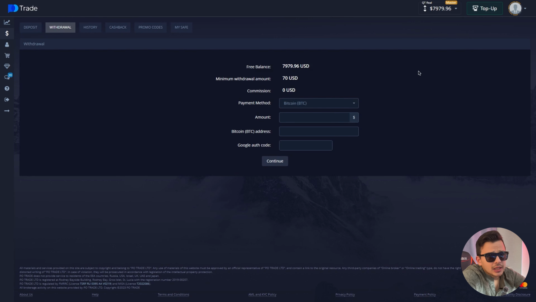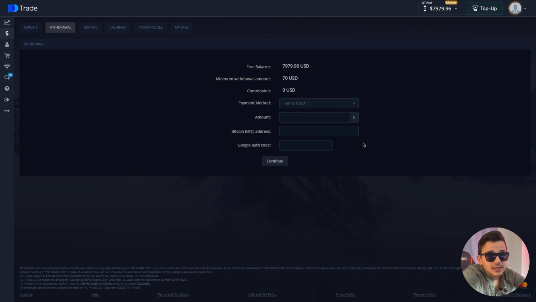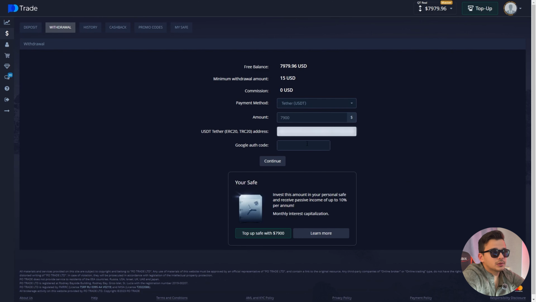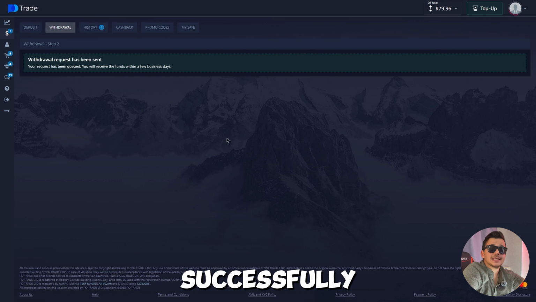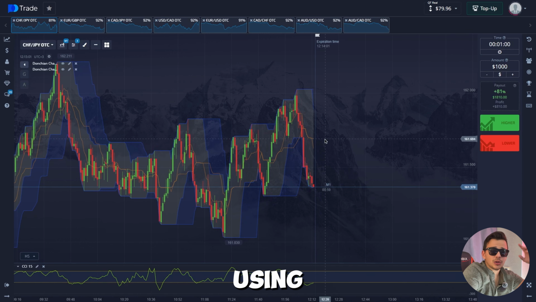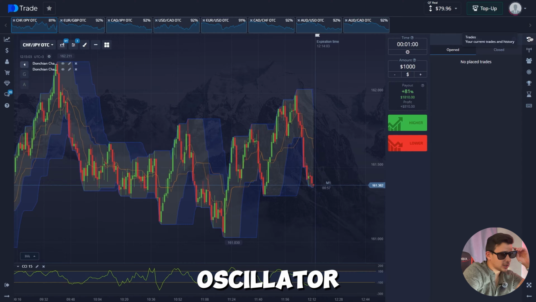To the wallet, and we will have $7,900. And our operation is successfully executed. This is the trade we got today, using two channel indicators and one oscillator.